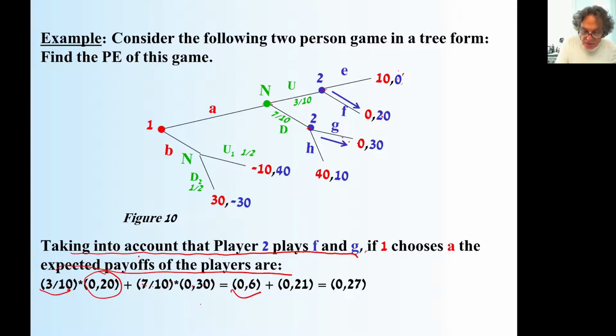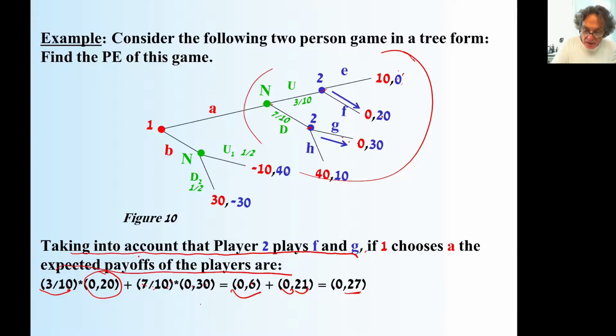Here, 7/10 times 0 is 0. 7/10 times 30 is 21. So 0 plus 0 is 0, 6 plus 21 is 27. So all this game I can replace by 0, 27.